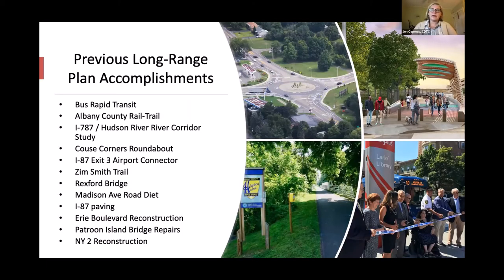And just to give you an idea of how this all comes into practice, in previous long-range plans, we've identified strategies, principles, and also key projects that are important for the region. Because they're in the long-range plan, they have been prioritized for funding over the years. It is how the region has been able to invest in and expand its transportation network, including the building and expansion of bus rapid transit, the construction of the Albany County Rail Trail, as well as the Zim Smith Trail and other major regional trail facilities, replacement of major bridges like the Rexford Bridge, and even the Madison Avenue Road Diet.